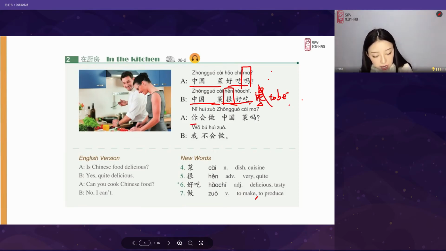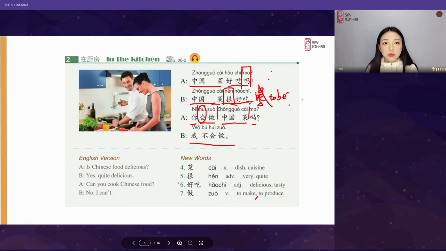Okay, next sentence. 你会做中国菜吗？会 here appeared again, which means can, be able to do something. Okay, 会做 means can cook. So can you cook Chinese dish? Can you cook Chinese food? A question. B said, 我不会做. I cannot cook. Okay, now let's read it from the start.